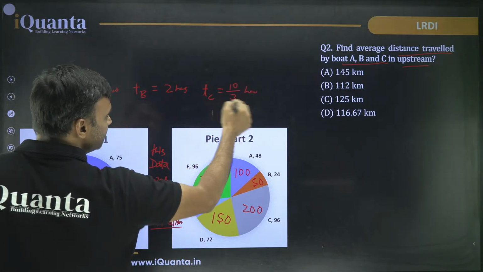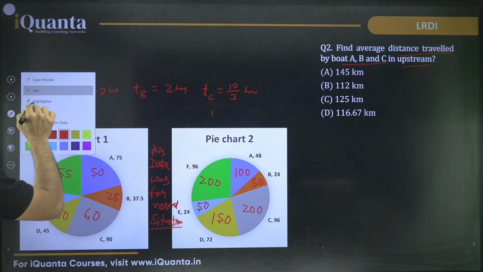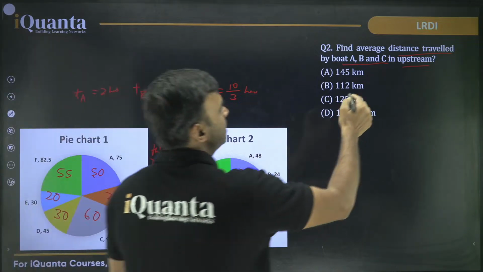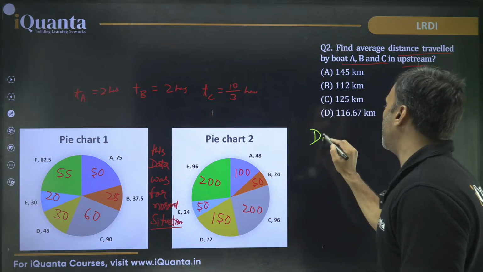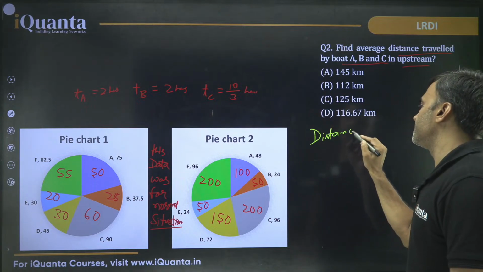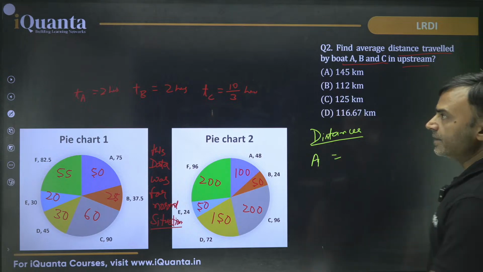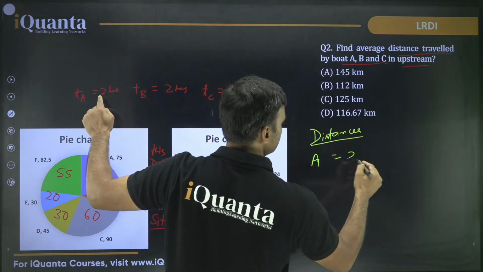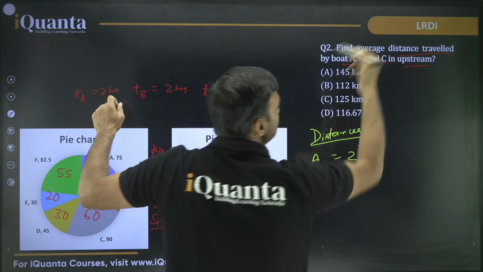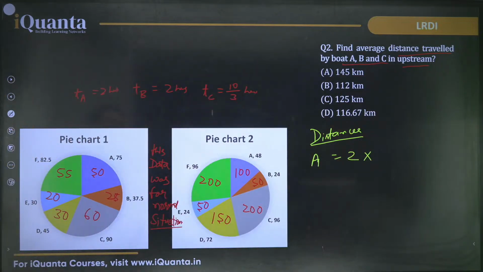Now, in these times, what will be the distances traveled in upstream? So the distance traveled by A, how much will it be? In this much time, into the speed. What is the upstream speed of A? Acha, it is not saying what the river speed is. Does it mention the river speed? 2 into 40, that is 80.